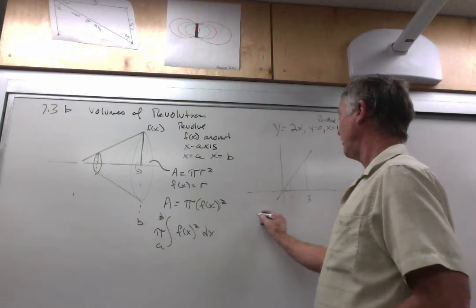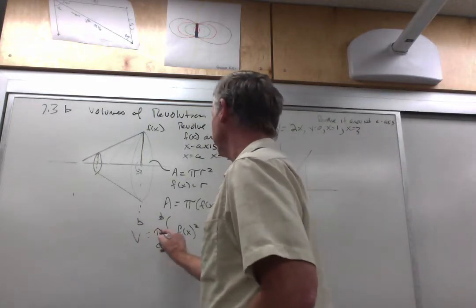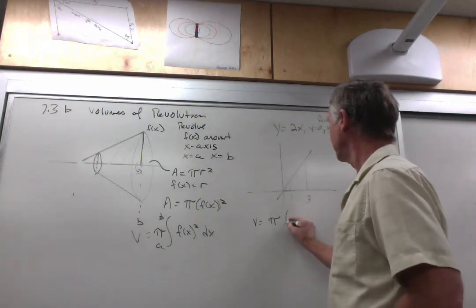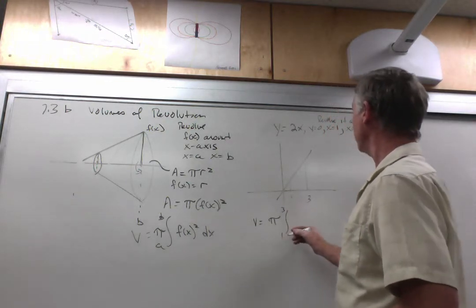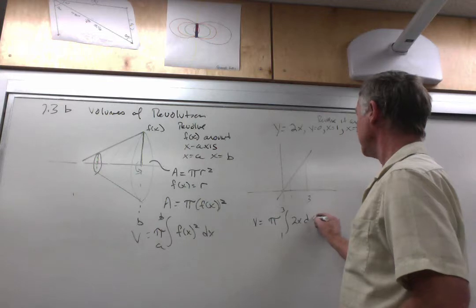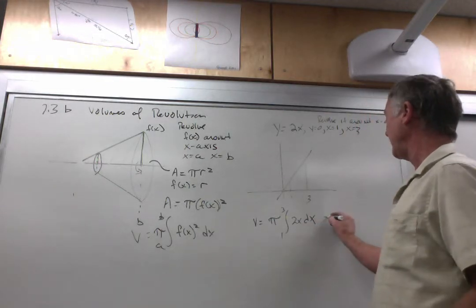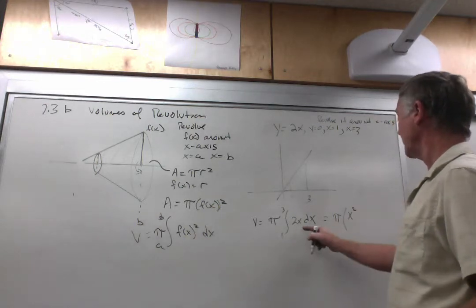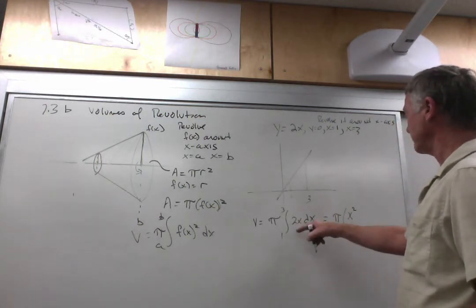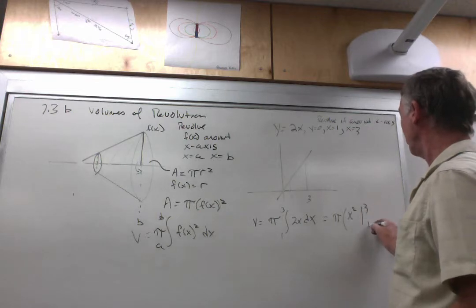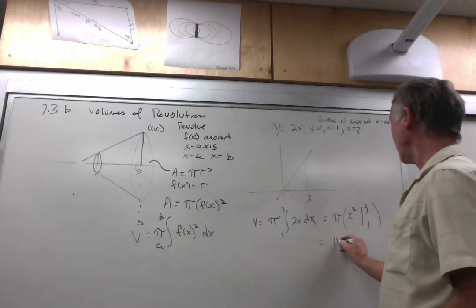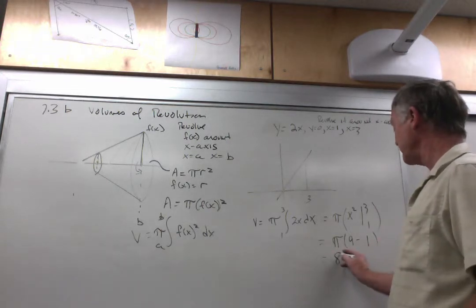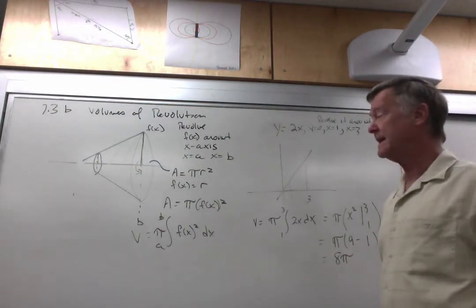My volume will then be pi times the integral from 1 to 3 of 2x dx. And that would then be pi times x squared over 2 times 2, which would give me x squared, from 3 to 1. And this would be pi times 9 minus 1. And that would be 8 pi. And we would usually leave the pi in the answer.